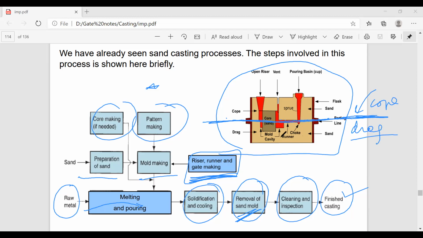And the parts which we have already discussed, right? Pouring basin, vents are there. Vents, what is the use of vents? This is to discharge the air or other gases. This is the riser here, and this is sand and flask. Okay.